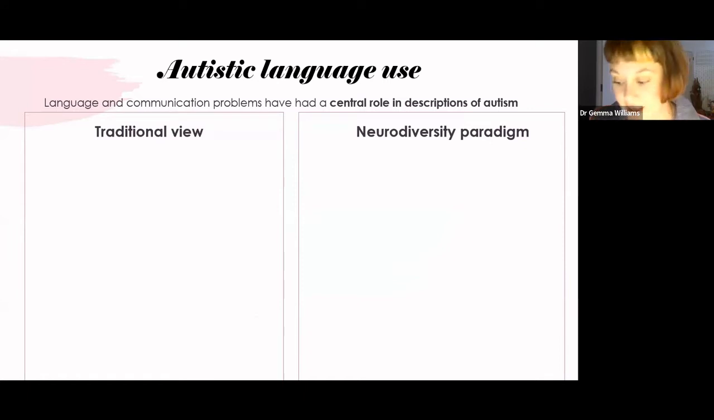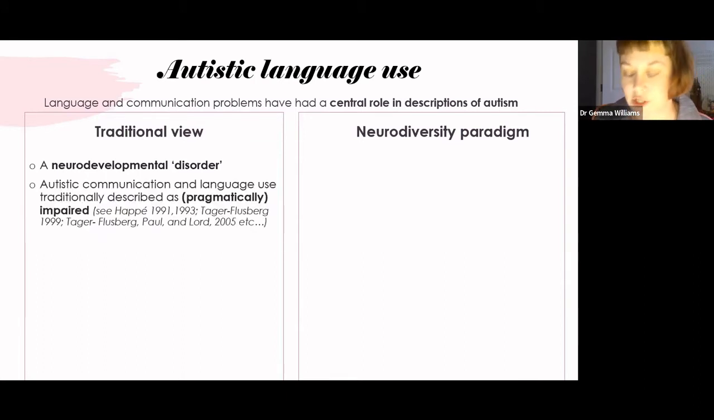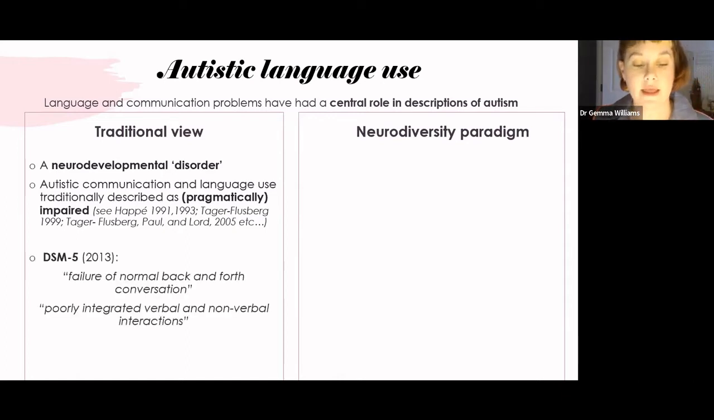So just to start from the very beginning, language and communication problems have had a central role in descriptions of autism from the very beginning. Traditionally, the medical model has viewed autism as a neurodevelopmental disorder. And from that view, autistic communication and language use has traditionally been described as pragmatically impaired. And here, pragmatics relates to the social use of language, and we'll look at that a bit more shortly. And in the diagnostic and statistical manual that people use to give a diagnosis of autism, communication is described as there being a failure of normal back and forth conversation and poorly integrated verbal and non-verbal interactions.